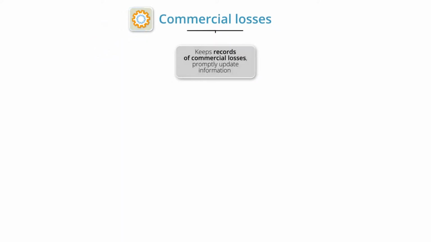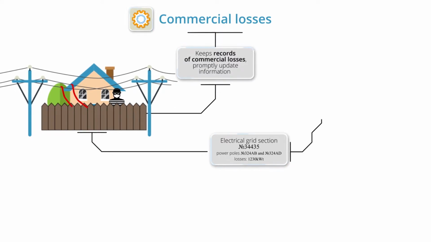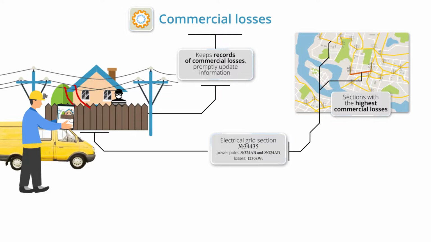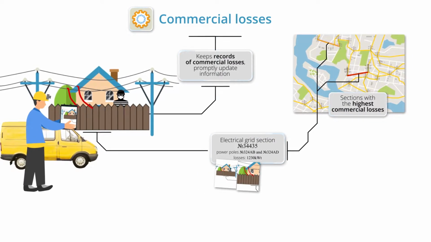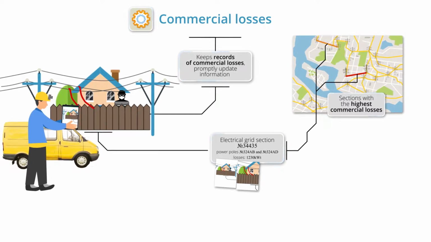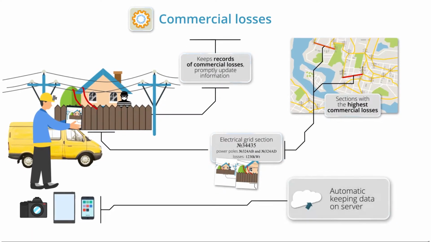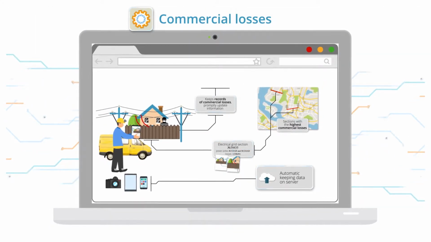Commercial losses. This functionality keeps records of commercial losses, allowing for information on them to change promptly. It automatically detects the sections with the highest commercial losses through the help of detailed photo and video monitoring of off-the-meter or freelance consumption. This helps to prevent violations of power sources by keeping data on power sources and clients to hand with the click of a mouse using web interface.